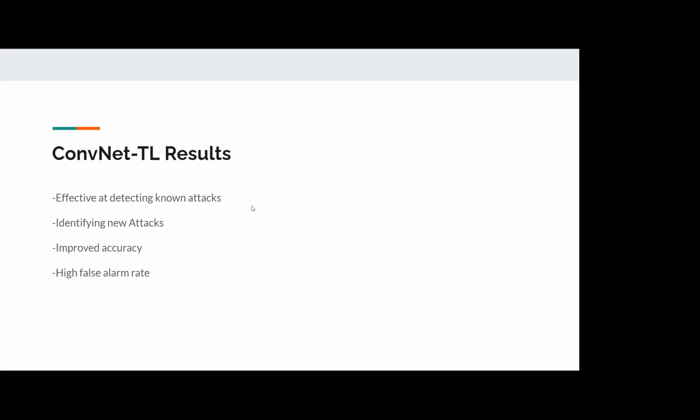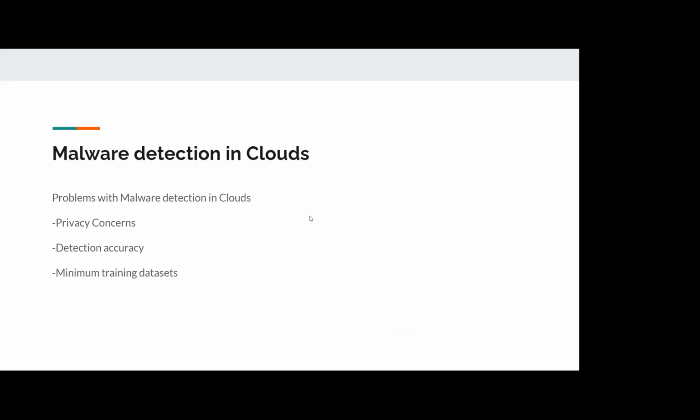So the results for the ConvNet TL were that it was far more effective in detecting known attacks. It could identify new attacks easily and had improved accuracy, but it also had a high false alarm rate.